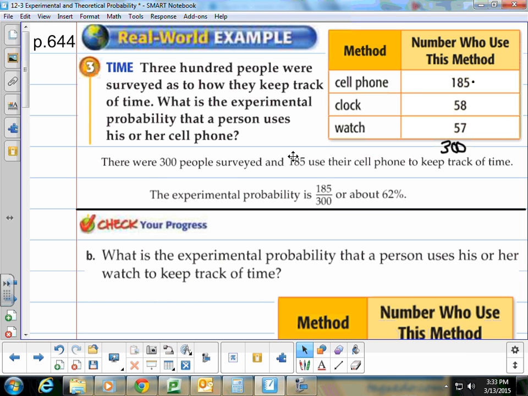So what that means is the experimental probability is 185, the number of people using their cell phones, out of the total surveyed, which is 62%. For example, you would have done that by dividing. You would have got 0.62, and then to get to a percent, you multiply by 100.